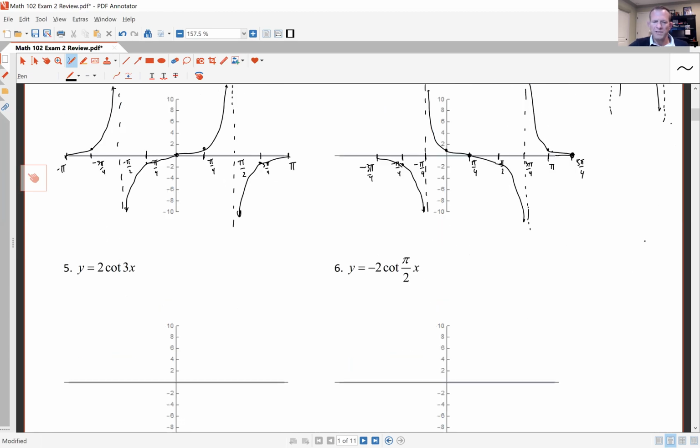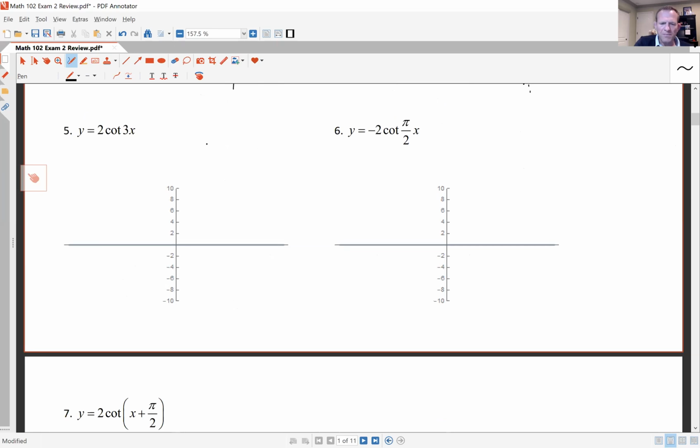Shifting to cotangents, we remember that the cotangent base graph, it looks a lot like a tangent. However, we graph this one from 0 to pi over 2. Sorry, it's a period of pi, so it's from 0 to pi. In the first quadrant, it's positive. In the second quadrant, it's negative.